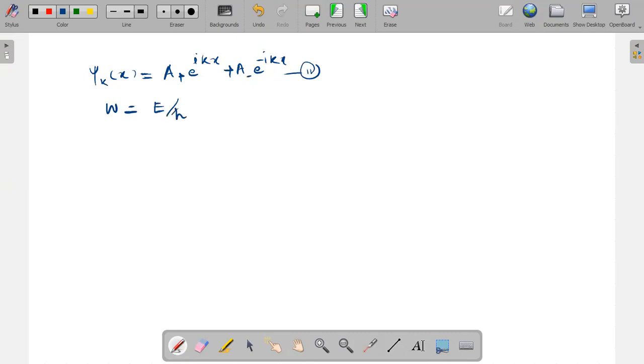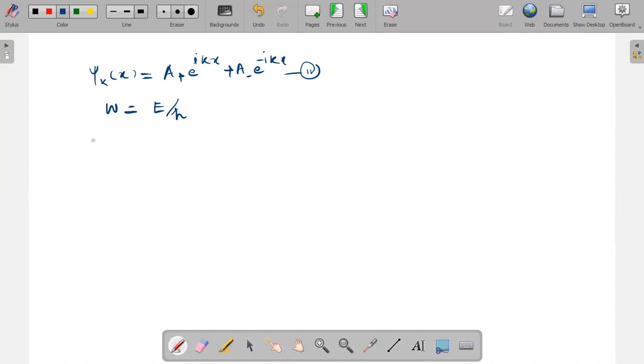But we have E. What is the E? We can write E in terms of omega, as well as in terms of h cross. Again, we know that the value of E for energy is E equal to h cross square k square upon 2m, and therefore we will write here equation 11 in terms of omega.